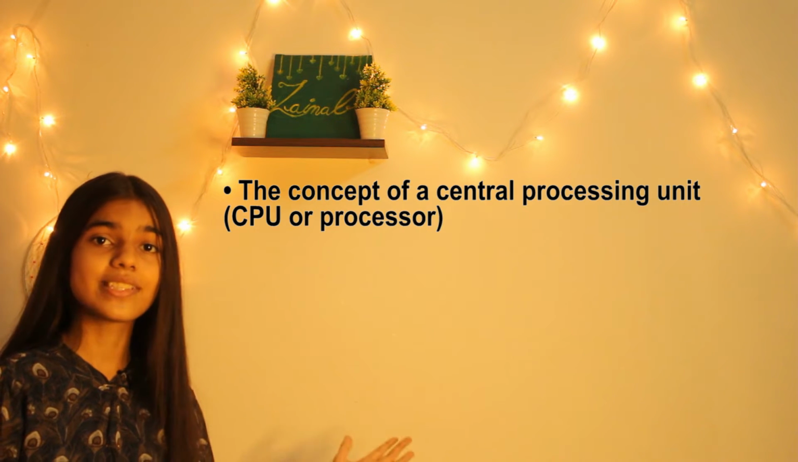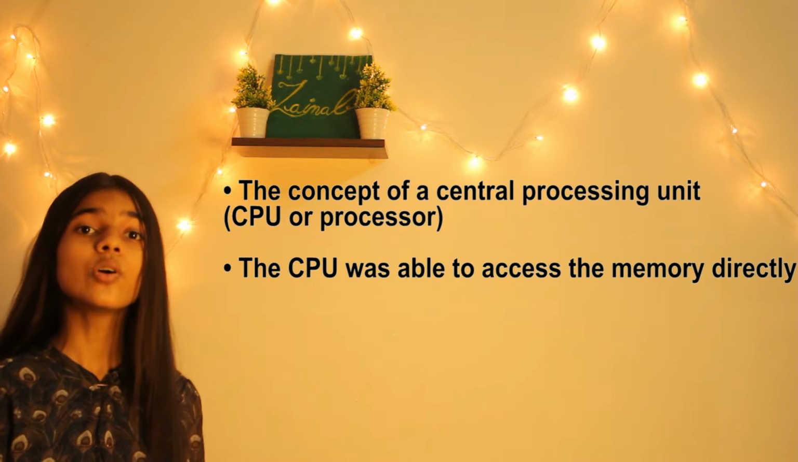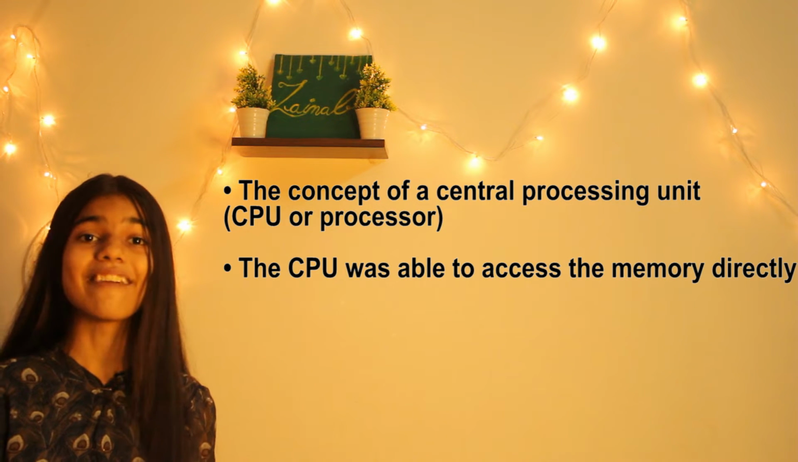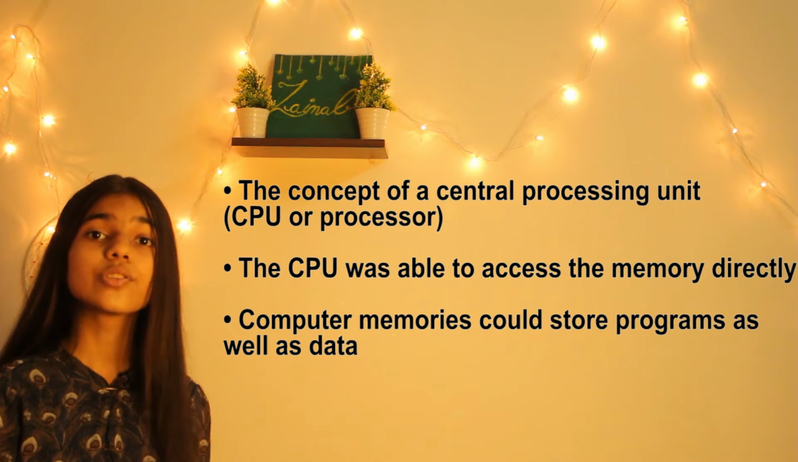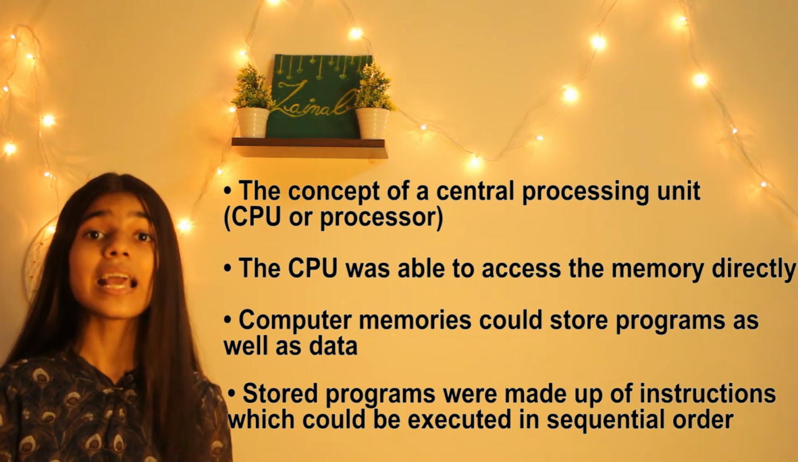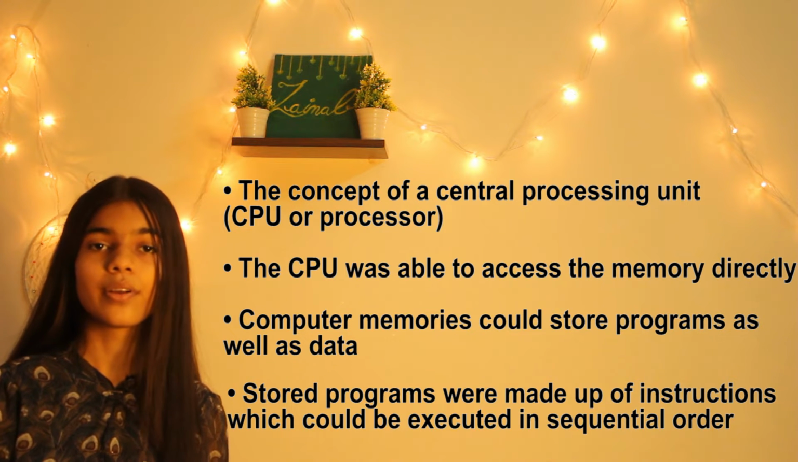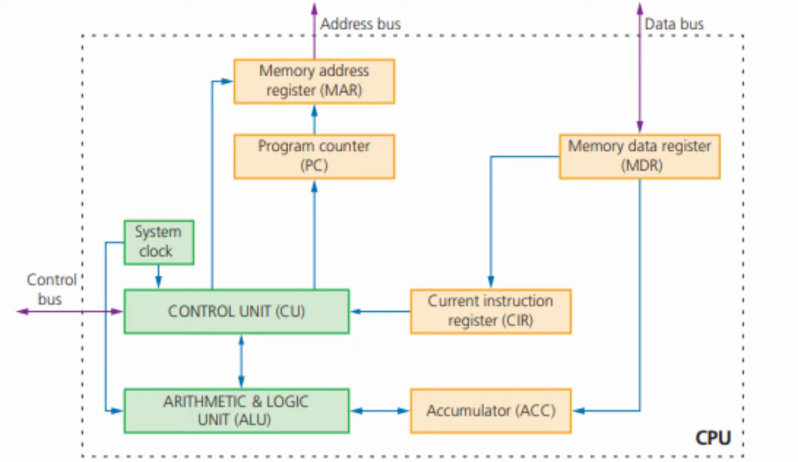The concept of a central processing unit, CPU or processor. The CPU was able to access the memory directly. Computer memories could store programs as well as data. Stored programs were made up of instructions which could be executed in sequential order. There are many diagrams of von Neumann CPU architecture on the internet. The following diagram is one example of representation of von Neumann architecture.